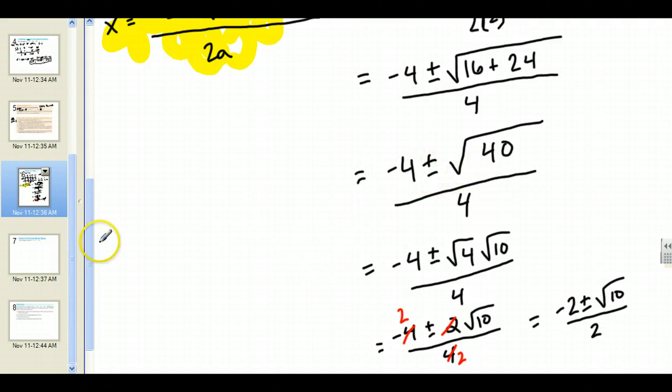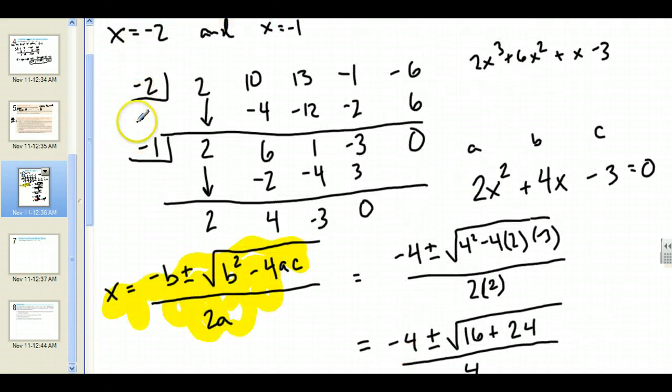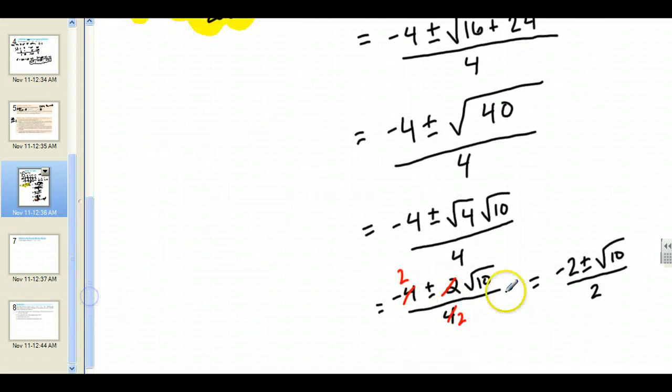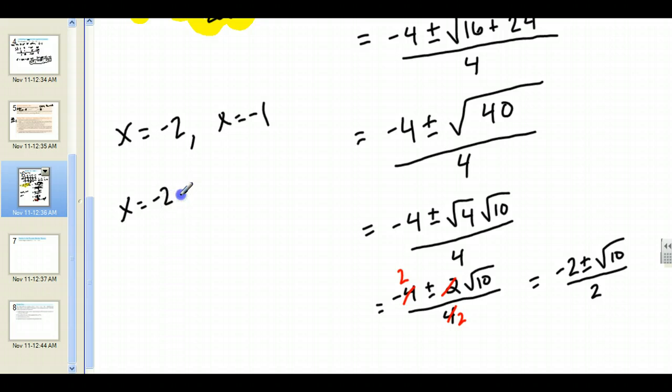Alright, so our overall solutions were negative 2 and negative 1 to begin with, and then these other two, and that completes it because it was a degree 4. So x equals negative 2, x equals negative 1, x equals negative 2 minus the square root of 10 all over 2, and x equals negative 2 plus the square root of 10 all over 2. There's my 4 solutions.